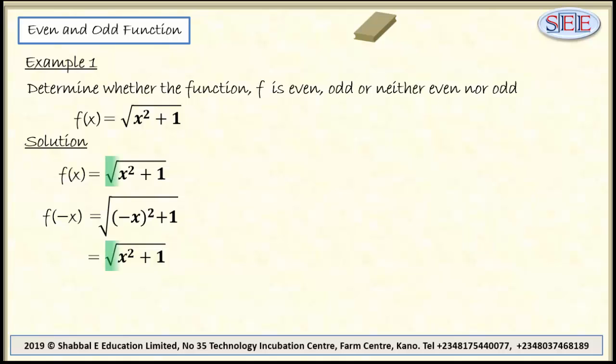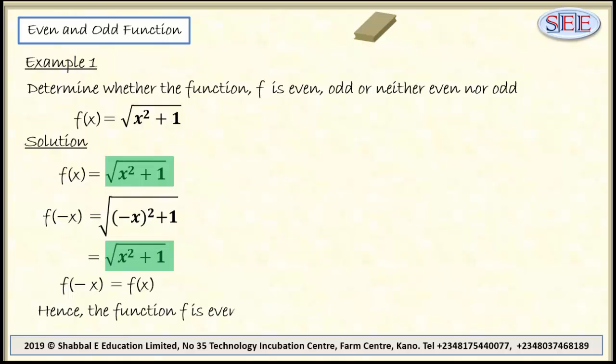Looking at these two highlighted expressions, f of minus x is exactly the same thing as f of x, meaning the formula for the function. So I can now write f of minus x equals f of x. We can see it from this work. Hence, the function f is even, because the condition for an even function says f of minus x is the same thing as f of x.